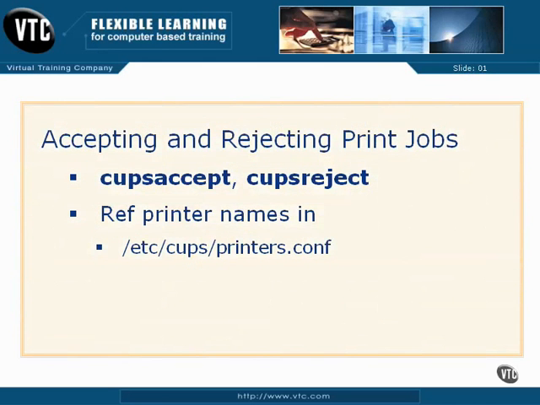Accepting and rejecting print jobs. There are two basic ways to manage print jobs using the CUPS service. First, there's the process on the printer itself, which can be managed with the cupsaccept and cupsreject commands. Then there's the management of print queues, which I discuss in another video. The cupsaccept and cupsreject commands are fairly straightforward.